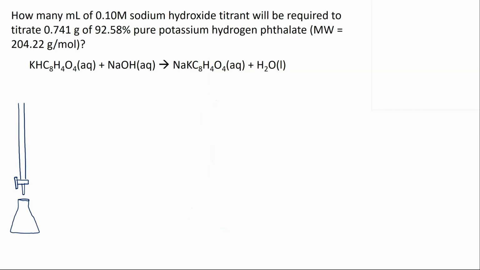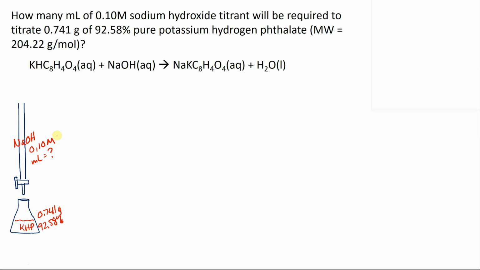So how many milliliters of 0.1 molar sodium hydroxide titrant? So that tells us right away sodium hydroxide is our titrant. The concentration is 0.10 molar. And we want to know how many milliliters of that titrant are required to titrate. Down here we have KHP, so this is a standardization titration where we have a known amount of this. We think our titrant's about 0.1 molar. We have 0.741 grams of 92.58% pure KHP.